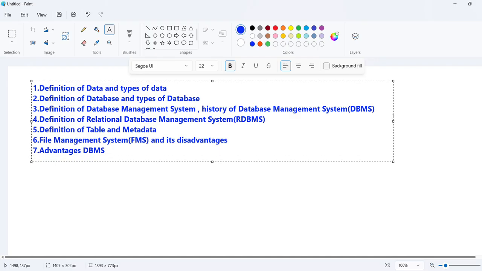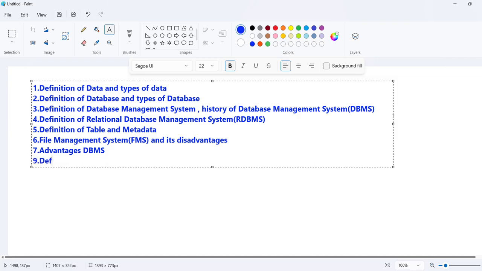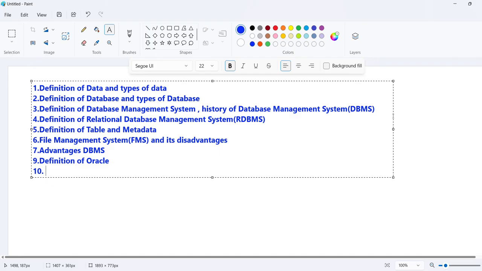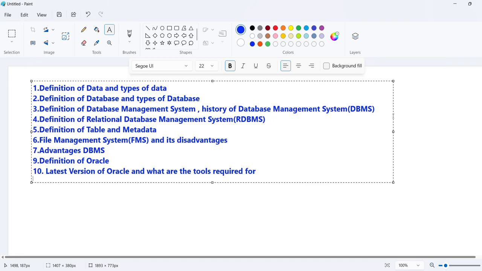Then we will discuss the definition of Oracle, then the latest version of Oracle, and what tools are required for Oracle.